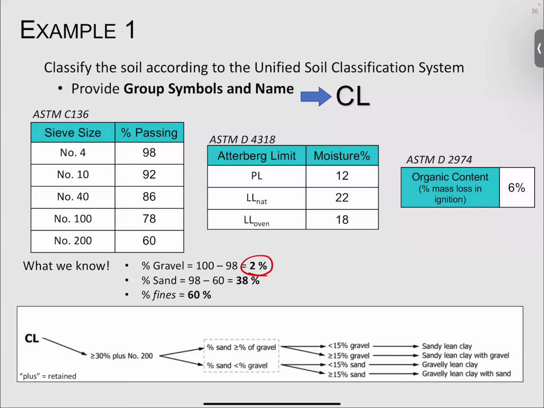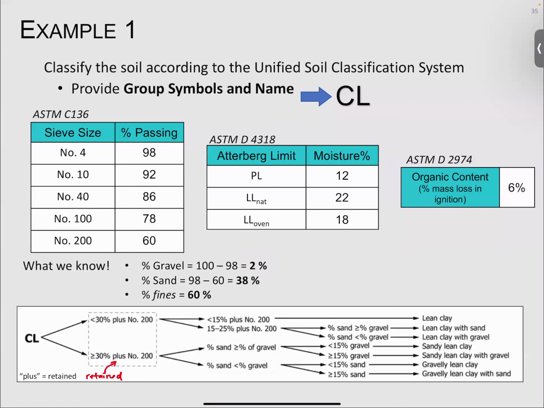If you look back at the list of options here, you can get a sense of what we're talking about. If it's just lean clay, that's the pure form of it, right? Because we have less than 30% retained on the number 200 sieve, and then less than 15% retained. So we have a CL with very, very minimal sand. It's majority going to be clay, so that's just going to be a lean clay. Then everything else has more and more mixture material in it: lean clay with sand, lean clay with gravel, sandy lean clay with gravel, gravelly lean clay, all that weird stuff.